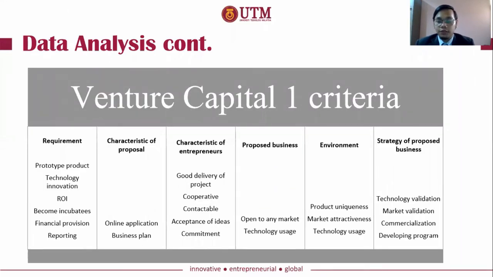So from the interview session, the data obtained from venture capital one is the criteria separated by aspect. The main thing is we want to identify the criteria, which has 22 criteria stated in the interview session: the requirement has 6 criteria, characteristic of proposal has 2 criteria, characteristic of entrepreneur has 5 criteria, proposed business has 2 criteria, environment has 3 criteria, and strategy of proposed business has 4 criteria.